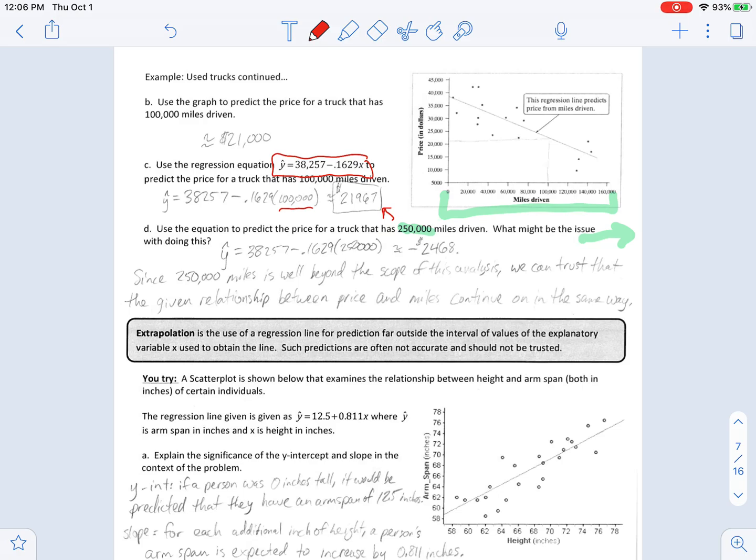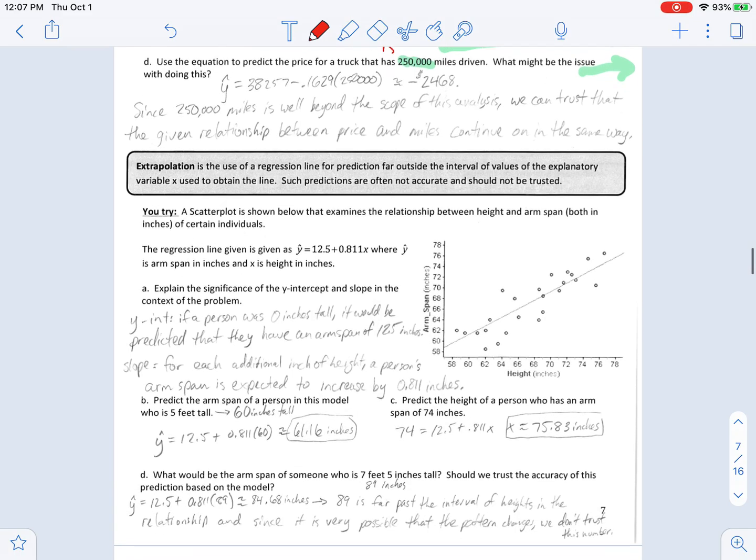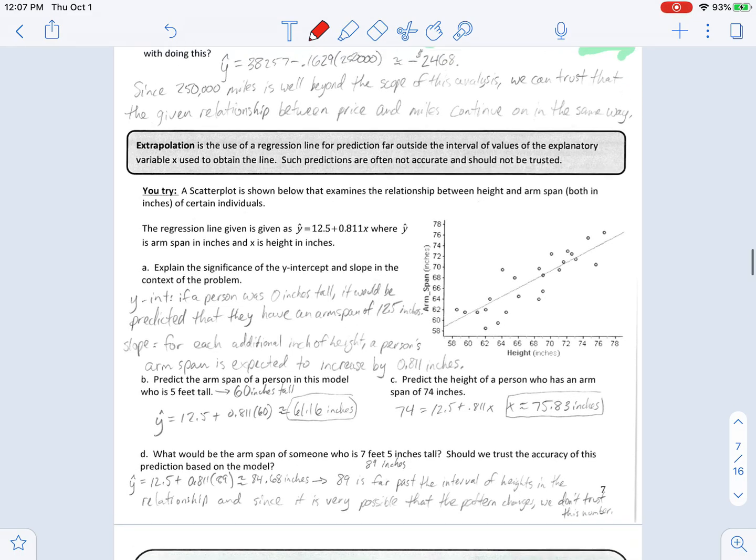Feel free to try this next one if you'd like. And if you wouldn't like, then we'll just go over it right now, okay? A scatter plot is shown below that examines the relationship between height and arm span, both in inches, of certain individuals. So the height is the explanatory, and then the arm span is the response.